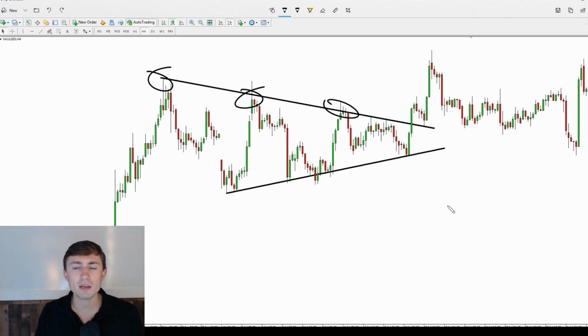However, when talking about a standard wedge, we don't exactly know which way it's going to go, but we know that there's a very good chance that when price starts to move, it's going to break out of this wedge formation with some sort of energy. And this is where we get involved, guys. We want to get involved with that energy.